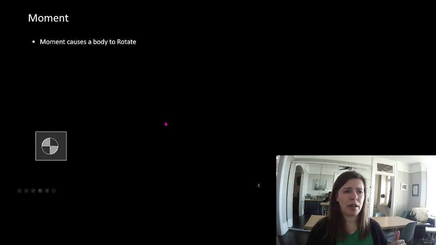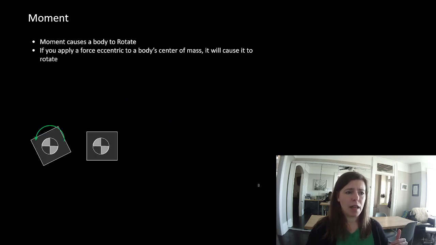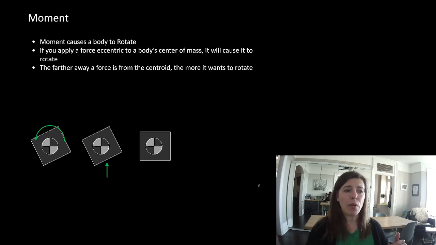We call that spinning a moment. If we wanted to quantify that, we know it had something to do with a force eccentric from a centroid, and we know a moment causes a body to rotate. If you apply a force eccentric from a body's center of mass, it will cause it to rotate. The farther away the force is from the centroid, the more it wants to rotate, or the larger the force, the more it wants to rotate. So there's some combination of the amount of force and its distance from the centroid.